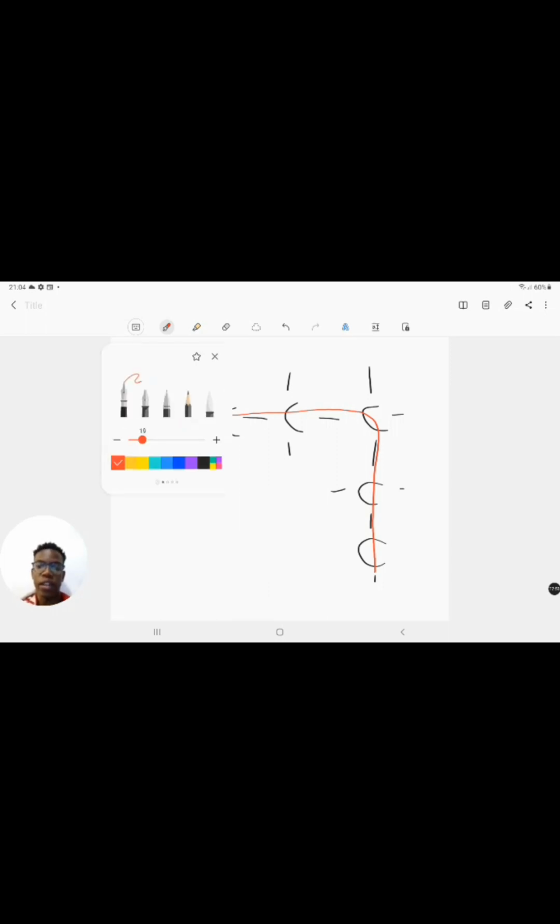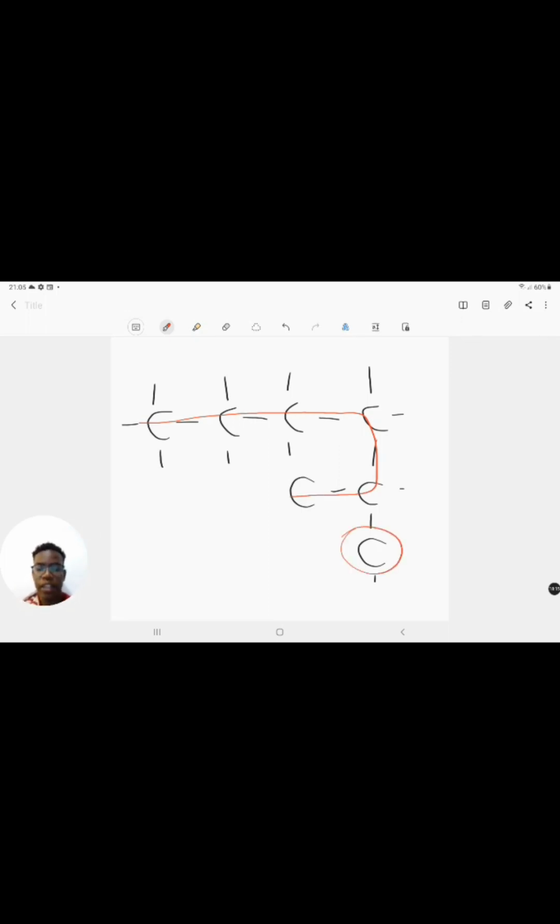So if there was another carbon atom there, then that carbon atom does not form part of the chain. Why? Because the line missed it, right? But if this line was like that, this is still a chain because the red line goes through all those carbons, and then this carbon does not form part of the chain. That's what I mean by a chain.